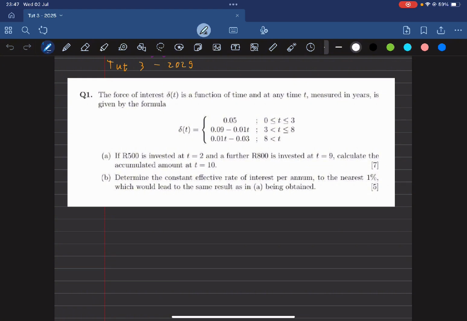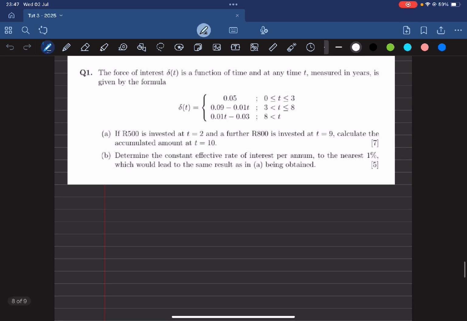Question 1 says the force of interest, delta t, is a function of time, and at any time t measured in years is given by that formula, which you can see here. And part A says if 500 Rand is invested at t equals 2 and a further 800 is invested at t equals 9, calculate the accumulated amount at t equals 10. So let's start by drawing a timeline for this.